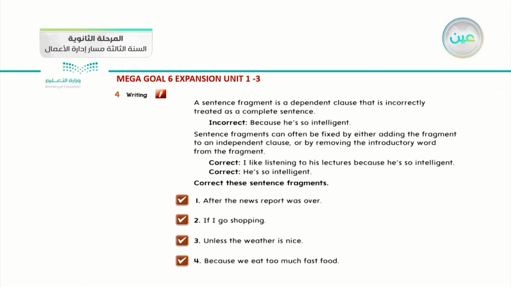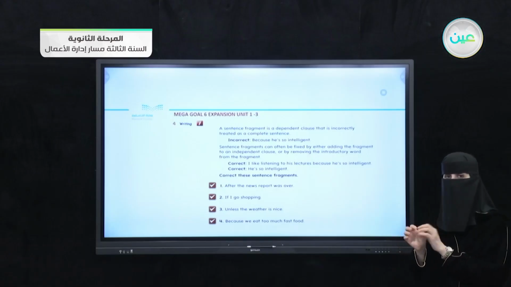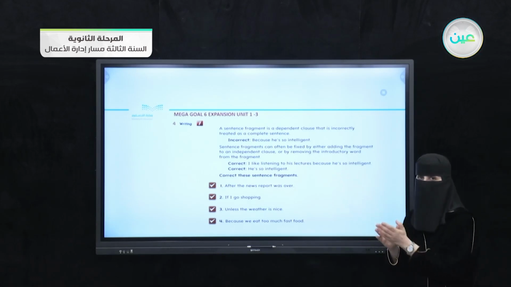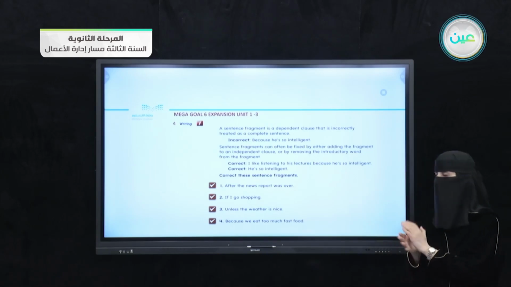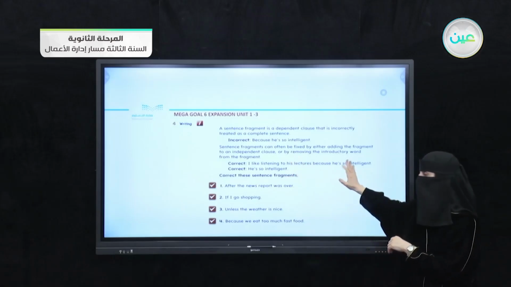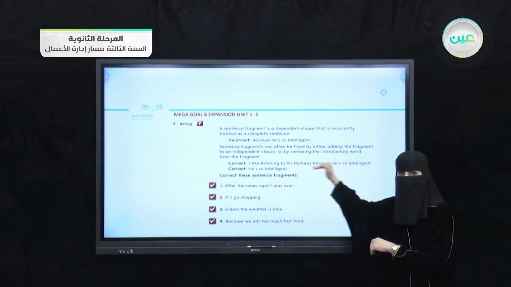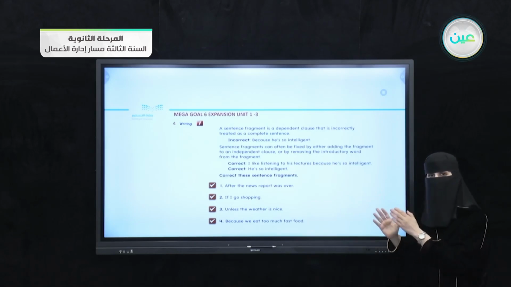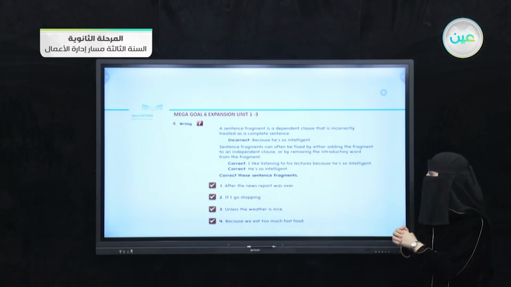So this is the correct one, which means that I join this fragment inside a complete phrase or clause. I began with I like listening to his lecture because. So this is the cause, the reason, he is so intelligent. And number 2, correct: he is so intelligent. So by these two ways, I can say he is so intelligent without mentioning the reason, or I can put the reason with a complete full statement. I like his lecture because, etc.